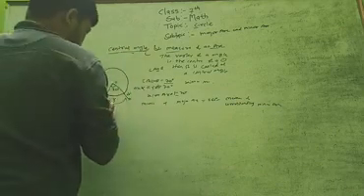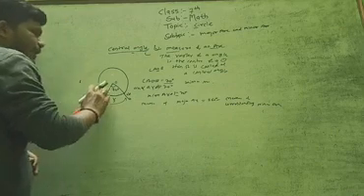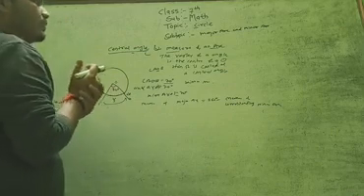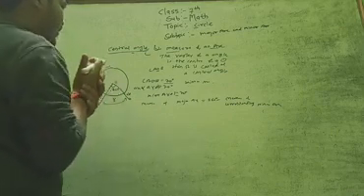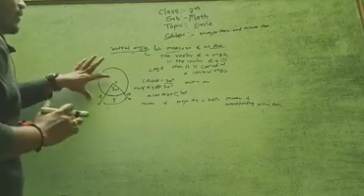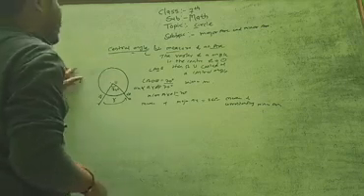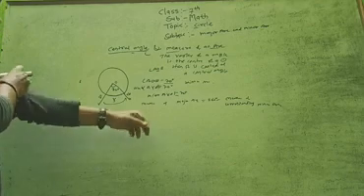Consider this is the angle AOQ. Here O is nothing but the vertex of the angle, and O is also the center of the circle. That's why it is the central angle. Okay, this is the central angle.